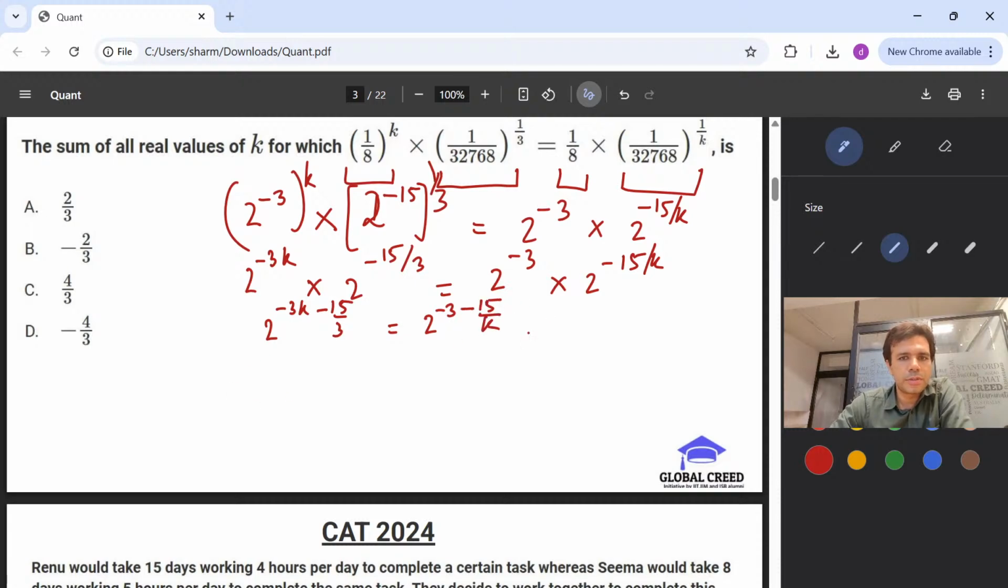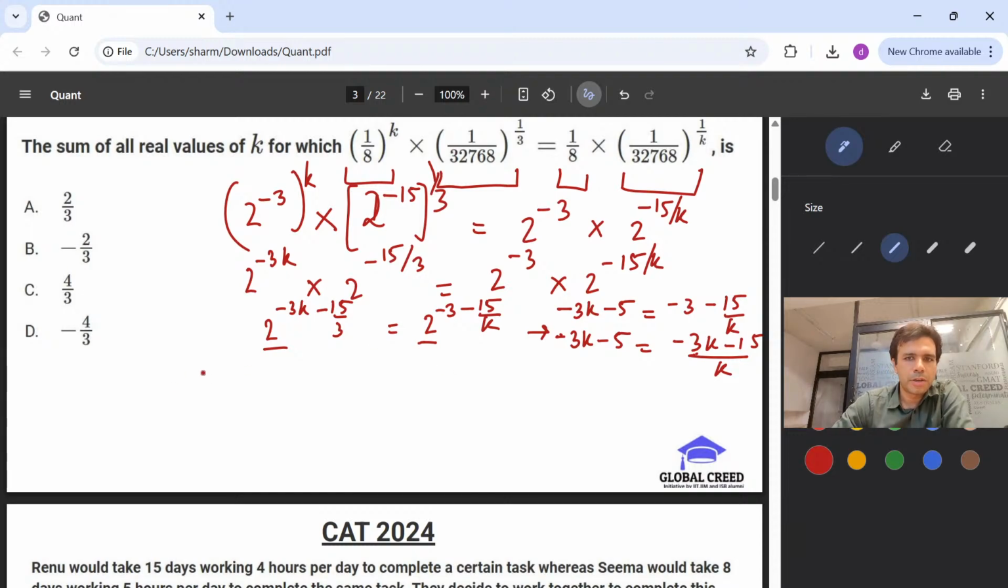Now if you solve this, what will this lead to? Because the base of both is 2, we can directly equate the powers. So we can have -3k -5 is equal to -3 -15 by k. Solving this further, we need to find the value of k, so -3k -5 is equal to -3 -15 upon k. Now if you calculate this, k will come and multiply.